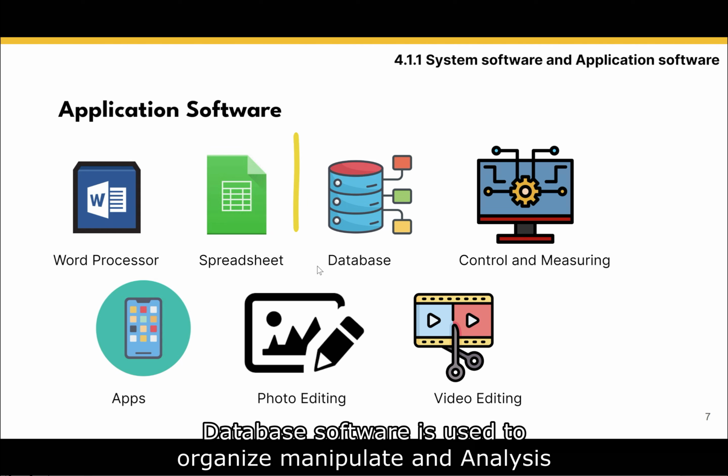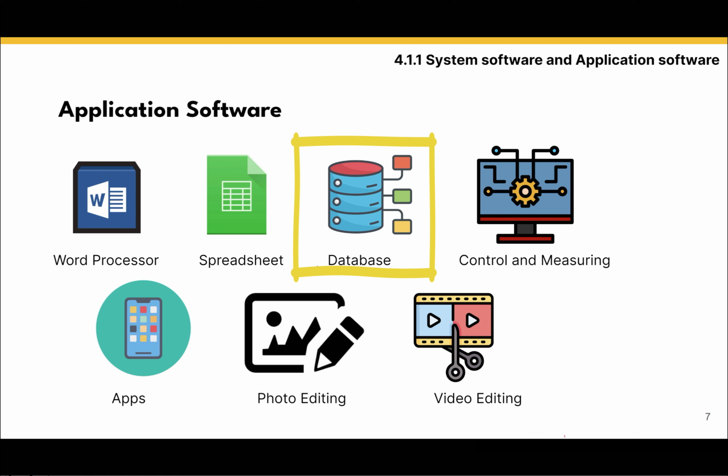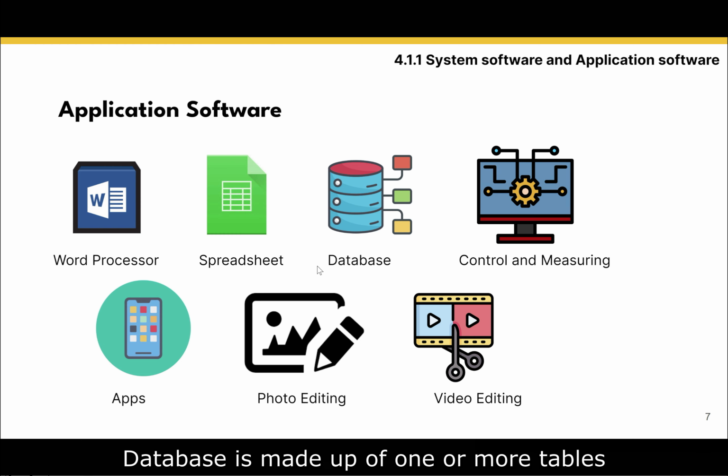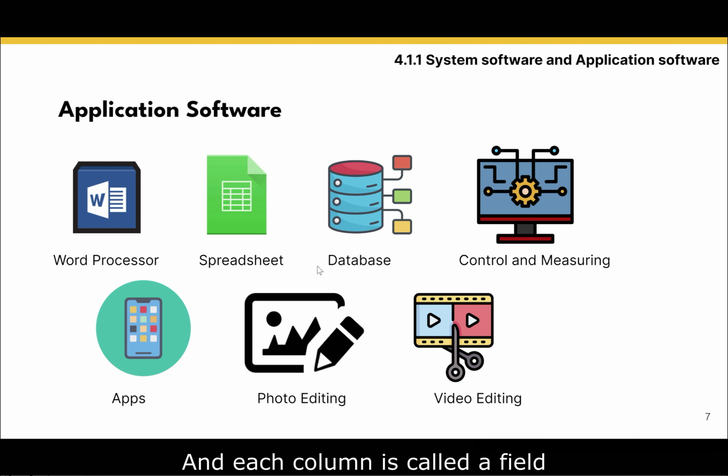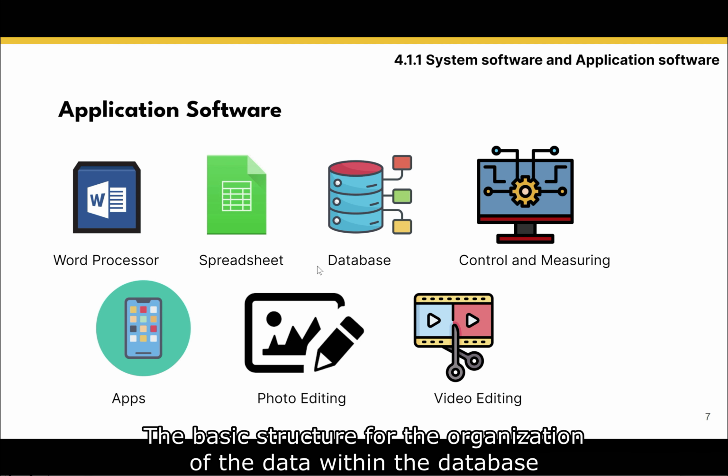Database software is used to organize, manipulate, and analyze data. A typical database is made up of one or more tables. Tables consist of rows and columns. Each row is called a record, and each column is called a field. This provides the basic structure for the organization of the data within the database.